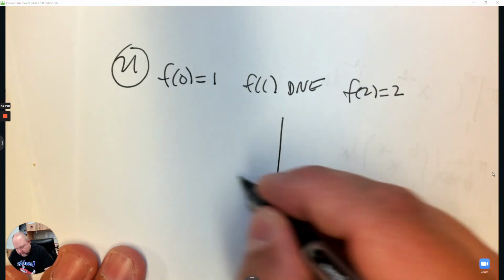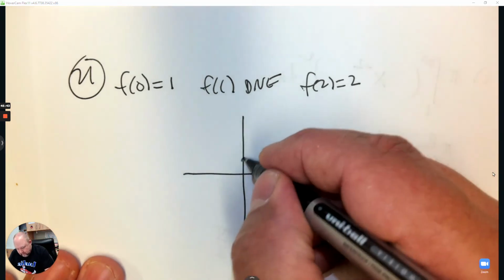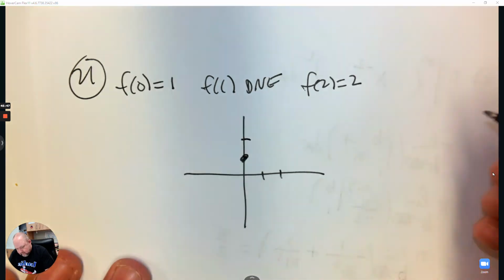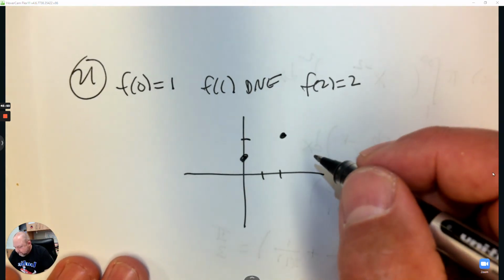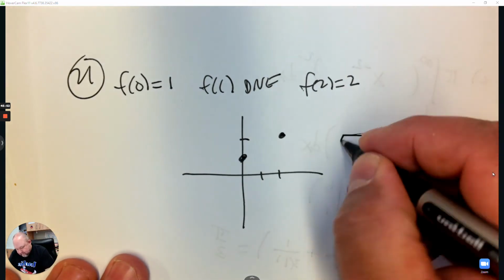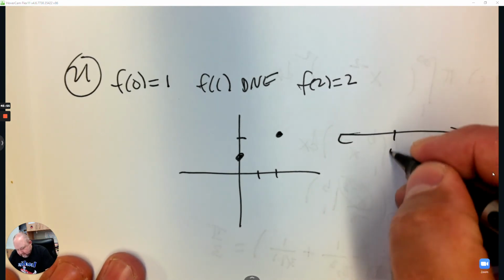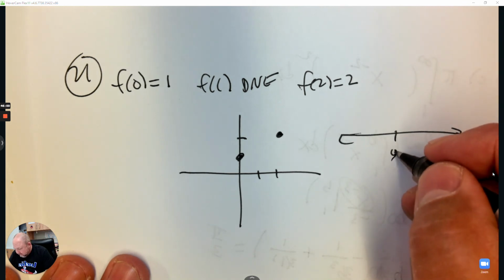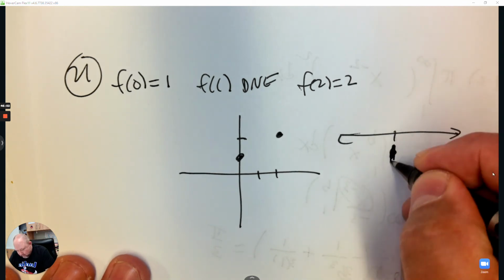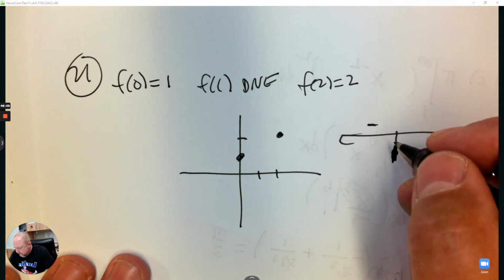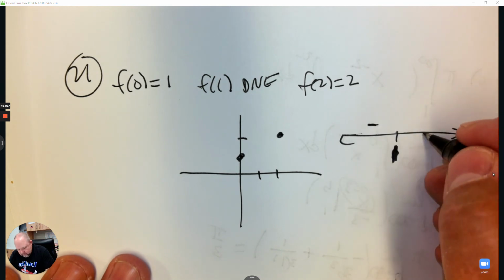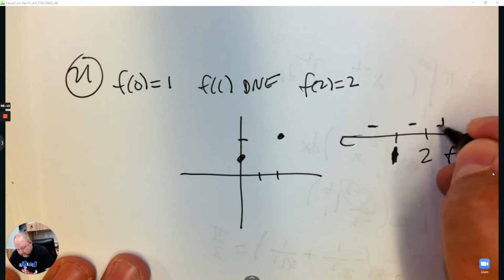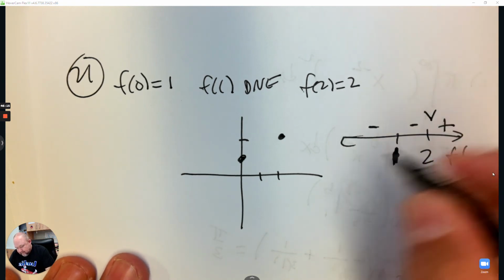So let's just do that to begin with. F of 0 equals 1. F of 1 doesn't exist. F of 2 is equal to 2. Got it. Then it says the derivative. The derivative is less than 0 when x is less than 1, and between 1 and 2. The derivative is greater than 0 when x is bigger than 2. So we have a minimum at 2.